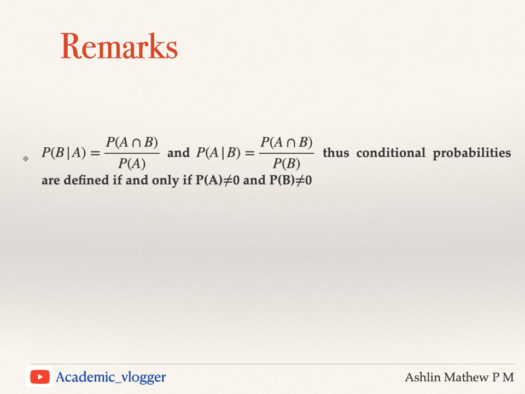So the conditional probabilities are defined if and only if probability of A is not equal to 0 and probability of B is not equal to 0. Why? Because when we define the probability of B given A, or the probability of A given B, in the denominator we have probability of A in the first case and probability of B in the second case, and that is a fraction. If the denominator is 0, then that is not defined. So these conditional probabilities exist if and only if probability of A is not equal to 0 and probability of B is not equal to 0.